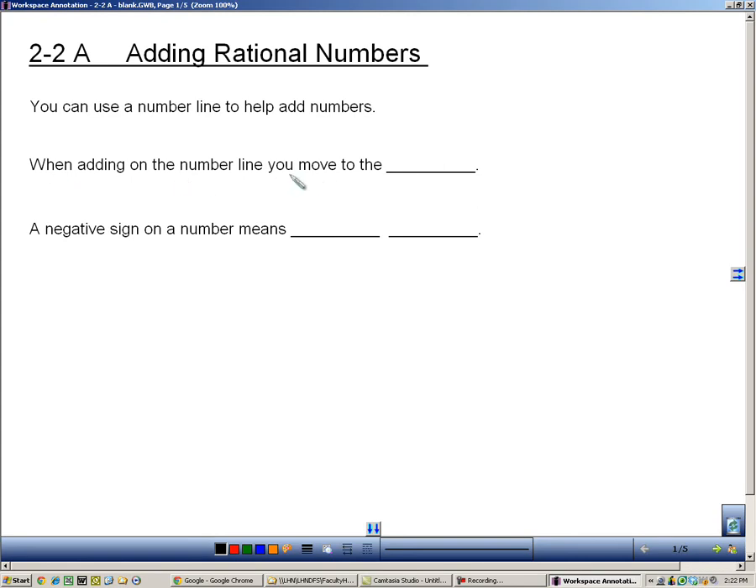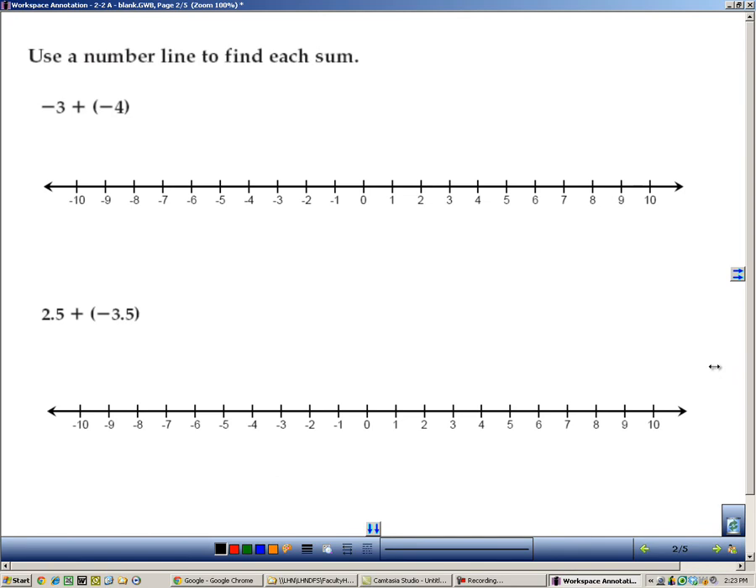When adding a number on a number line, you're going to move to the right. That's important. So when you're adding, you're moving to the right. The only difference there is when you see a negative sign on a number, that means change direction. So let's use these two rules on some number lines to see how it works. Remember, adding means go to the right, but a negative sign says change direction. All right, here's some number lines and some expressions we have to add.